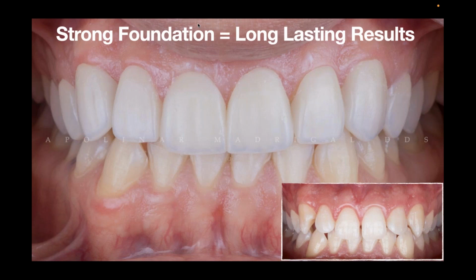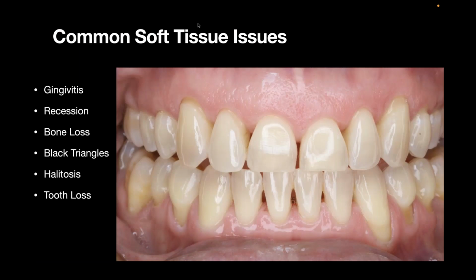So we want to ensure that we don't just look at teeth, that we don't just look at the white aesthetics. A smile is going to be composed of that pink and white aesthetics. And we have many different issues that are very common whenever we're talking about the soft tissue. So what are these common problems that we run into? What common soft tissue issues do we find in our office?